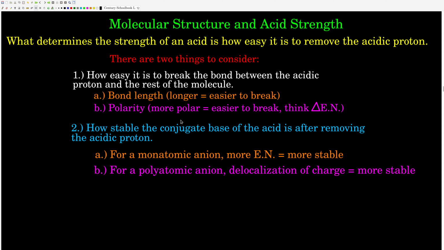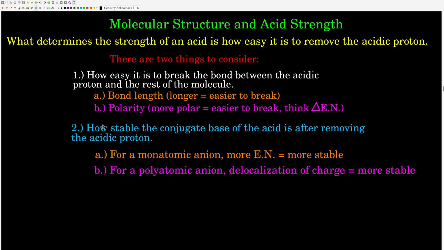If you think about it, the more polar it is, that means the electrons are shifted more to the more electronegative atom and away from the hydrogen, which is the less electronegative atom. And so basically that's starting to break the bond for you, so you don't have to put as much energy into completing the breaking of that bond. So think about difference in electronegativity. The greater the difference in electronegativity between the hydrogen atom and the atom it's attached to, the more polar that bond is, and the easier it is to break.